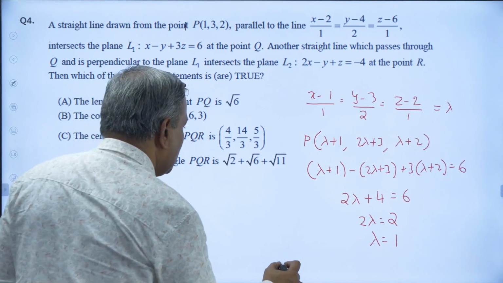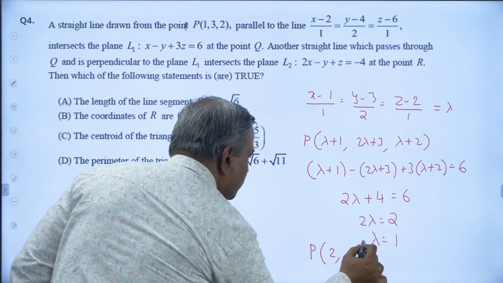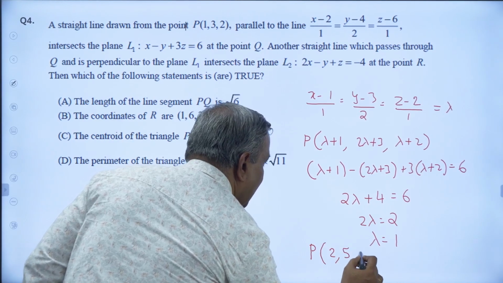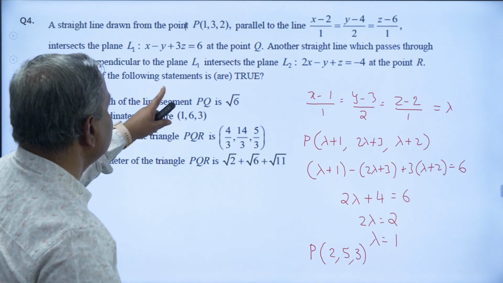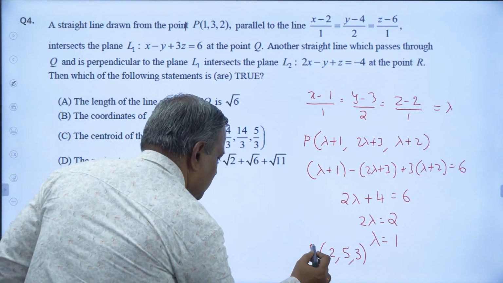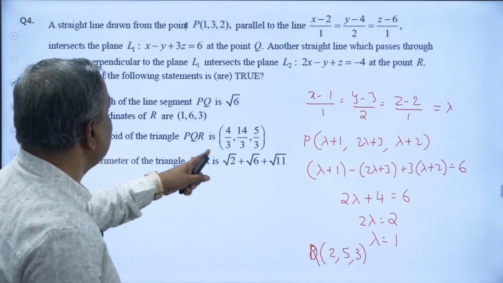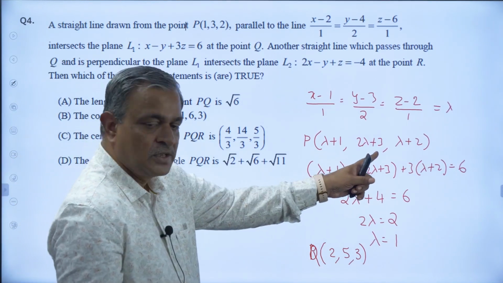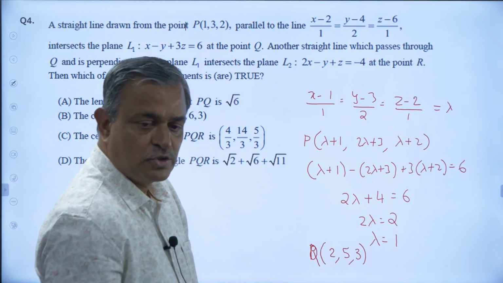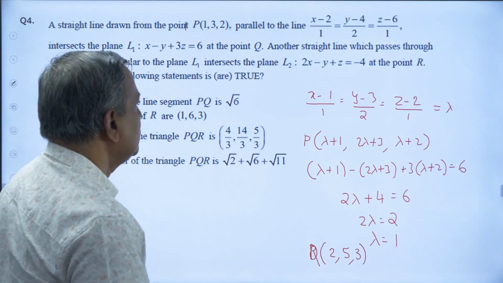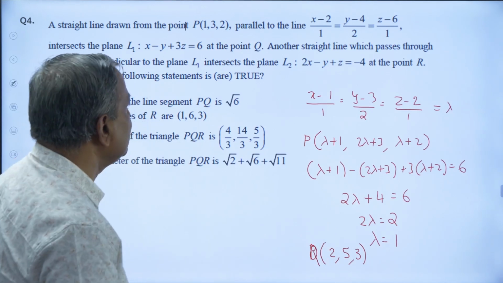When lambda is equal to 1, we got the point P. What is the P point now? 2, 5 and 3. You got P point as 2, 5, 3. Okay, intersects at Q. This is Q they gave. So this is the line lying on this one. We got lambda is equal to 1. We substitute, Q is equal to 2, 5, 3. Okay, 2, 5, 3, we got the Q point.